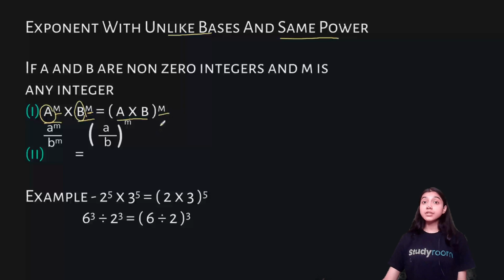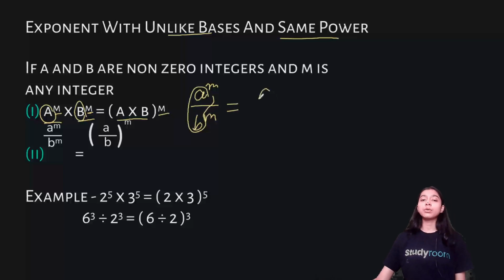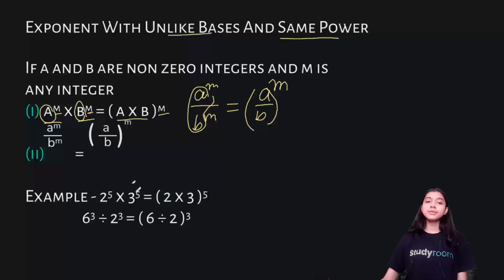Now what happens in the case of division? In the case of division also, if we have a to the power of m divided by b to the power of m, we will divide these two bases, that is a by b, and take m as the common power. So the answer will be a divided by b, with m as the common power. So this was another law of exponents. Let us try doing some examples.